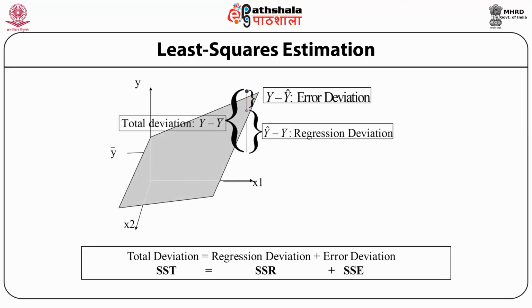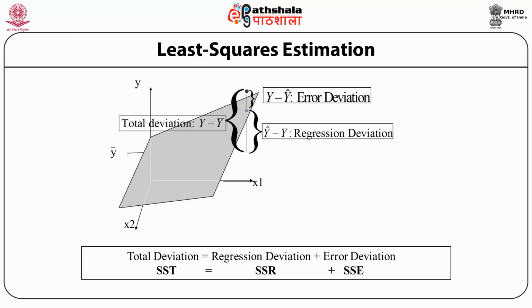Here this graph gives a very good picture of the different types of errors. Here y is the actual value of the variable, y bar is the mean value, and y cap is the estimated value. So the error deviation is y minus y cap, the actual value of the dependent variable minus the estimated value of the dependent variable. So this would be the error deviation, the residual error.